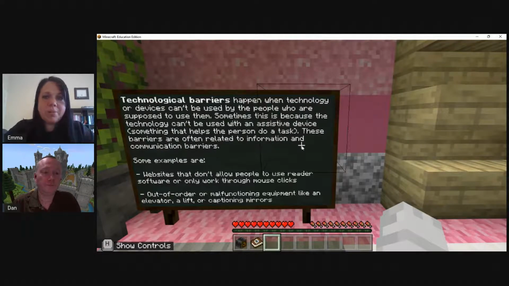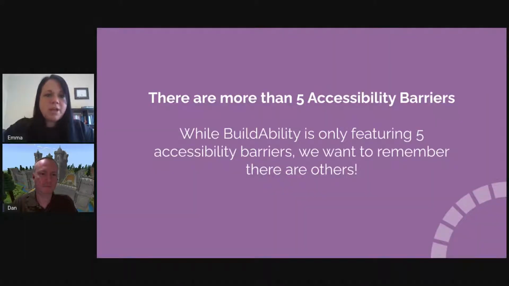So BuildAbility is helping bring these to our attention so we can have these considerations when we're doing our day-to-day lives. All right. So Dan, thank you for taking us on and refreshing our mind with those different barriers. And remember, with BuildAbility, they are featuring 5, but we want to remember that there is more out there. There's more than just 5. And this is a great way, like I said, to initiate that thinking and taking into consideration some of the barriers that our loved ones, our friends, our community members, maybe our peers at school can be encountering on a day-to-day basis.